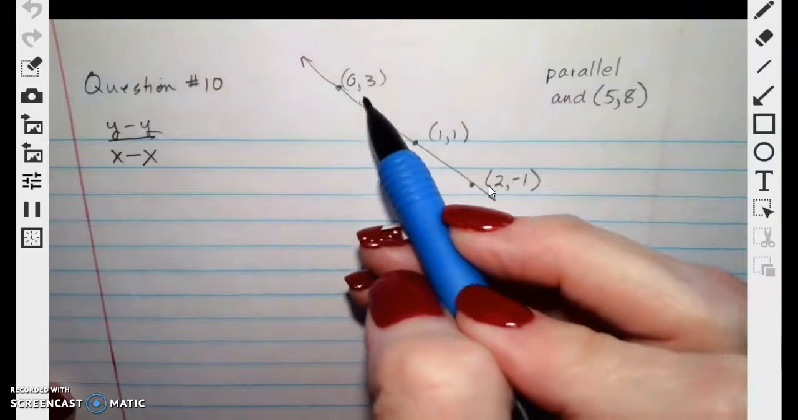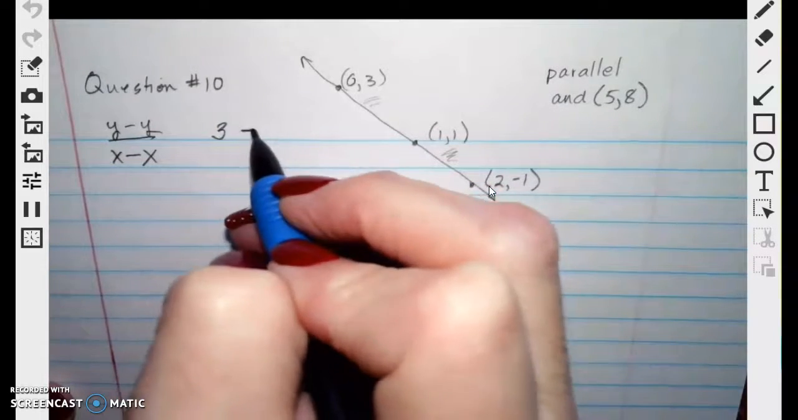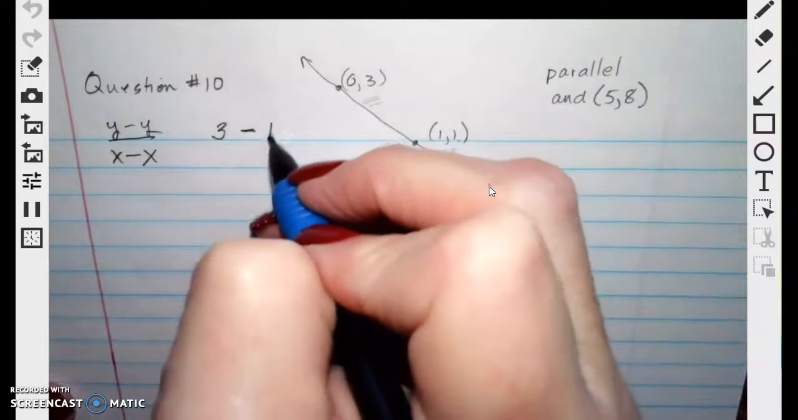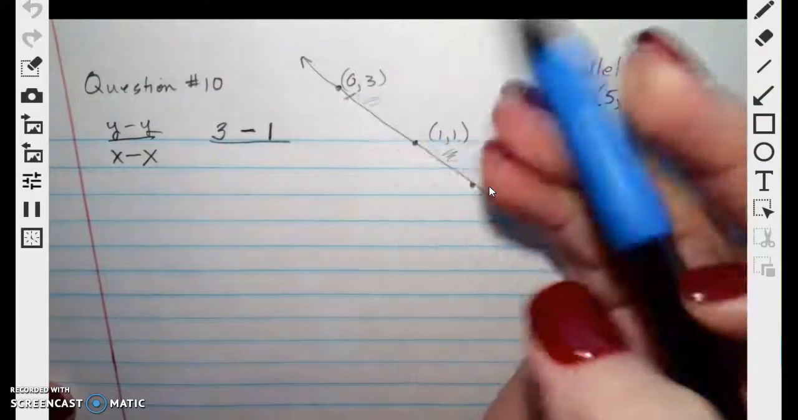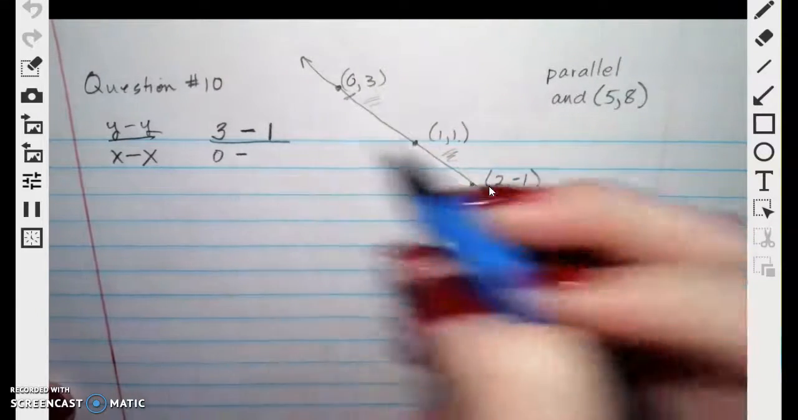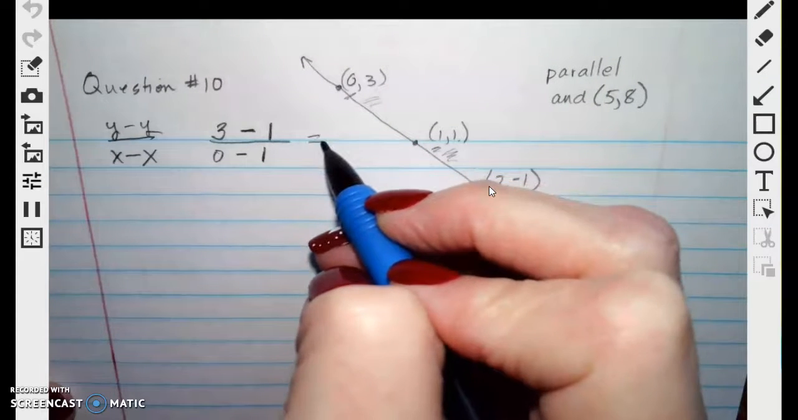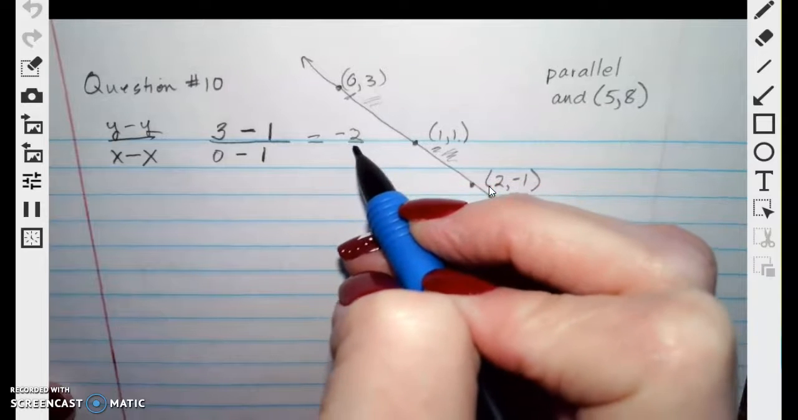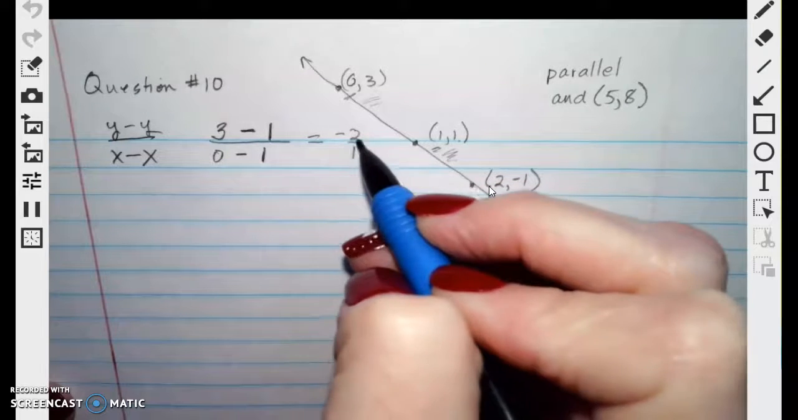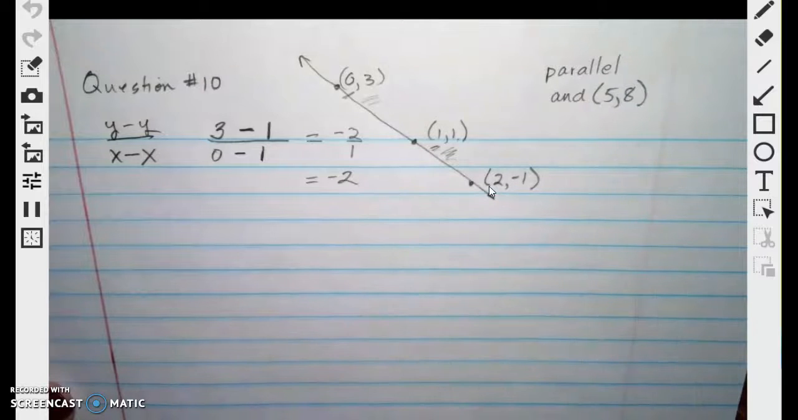So I'm just going to look at this first one and this second one. What are the y's? I have a 3 minus a 1. And then I'm going to look at the x's. I have a 0 minus 1. So my slope is negative 2 over 1. Negative 2. My slope is negative 2.